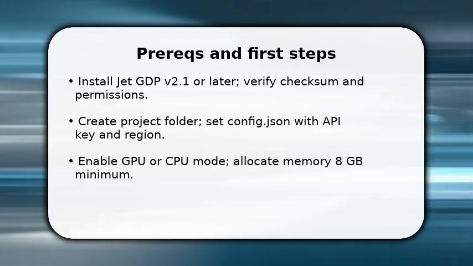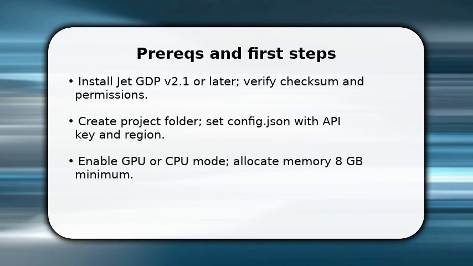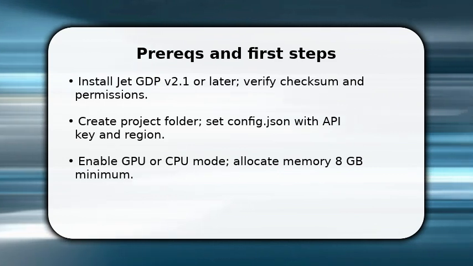You start by confirming prerequisites. JetGDP v2.1 installed, API key ready, and 8 GB RAM available. Once done, create your project folder and drop a minimal config.json file that lists the API key, region, and compute mode.